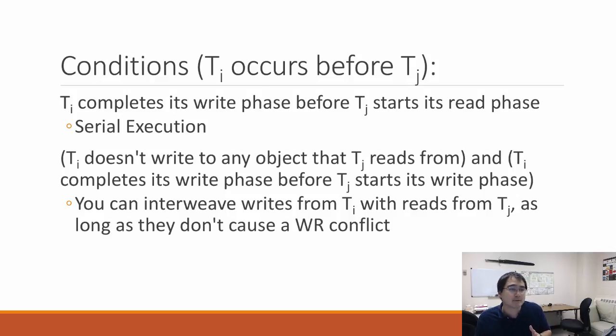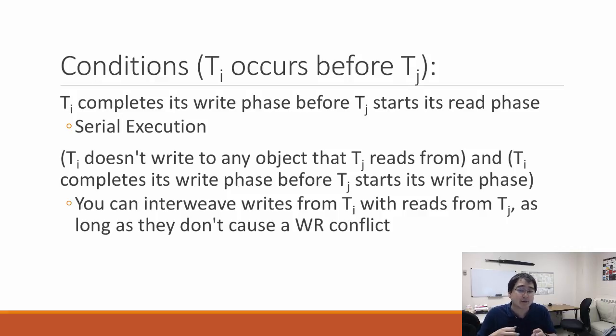The slightly more complicated one is transaction I doesn't write to any object that transaction J reads from, and transaction I completes its write phase before transaction J starts its write phase. So what does that mean? It means transaction I may read from a whole bunch of different things, but the places where transaction I writes to are different from the places where transaction J reads from. So even if transaction J is still in its read phase, because transaction I doesn't change any data that transaction J wants to read from, it'll be fine. And so that means that we won't get these write-read conflicts.